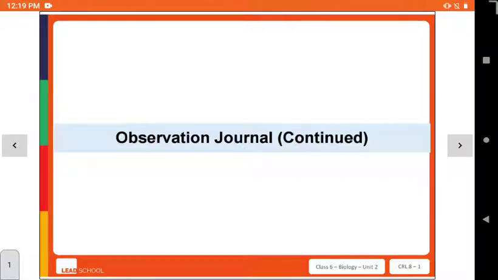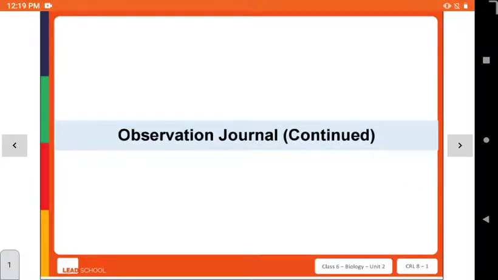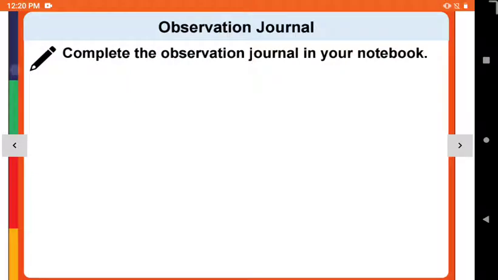So today we will complete the observation journal. In last class we learned about parts of plants. Okay, so did you all perform the activity at home? Can you share your observations? Now let's see observations. You will complete the observation journal in your notebook.